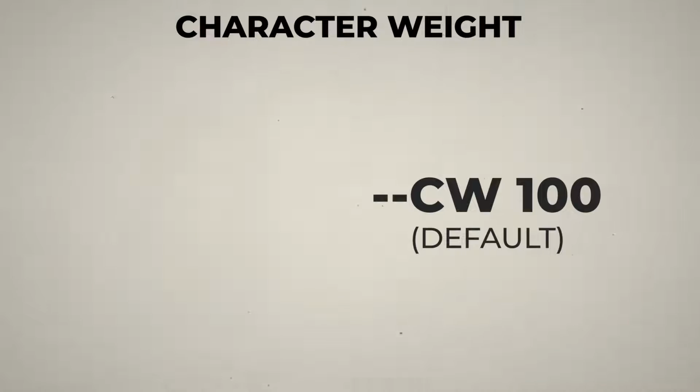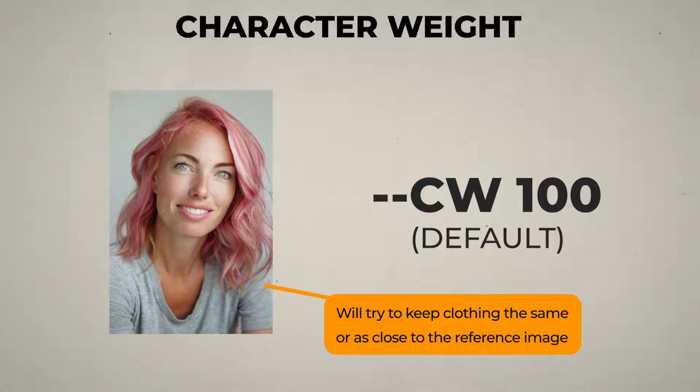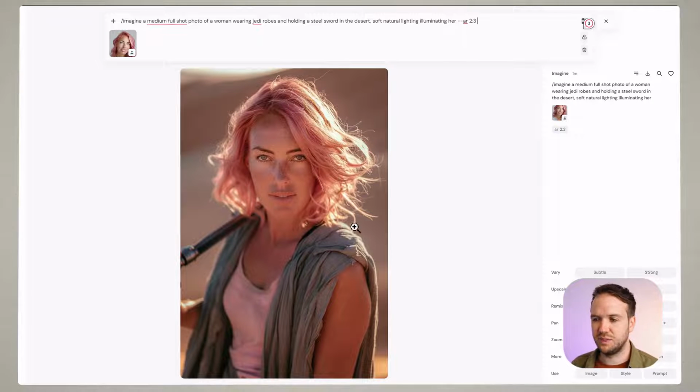Another great feature they added for the character reference is using character weight, which is --CW. So this ranges from 0 to 100. At default, which is CW 100, it won't change the clothing or the hair from the original image that you use as the character reference. In the reference image I used, she was wearing a grey top. So in most images, she should still have a grey top on or something resembling a grey top. And in these images that I prompted with the Jedi robe, it did add some kind of robe, but they are kind of the same material and color as the original image.